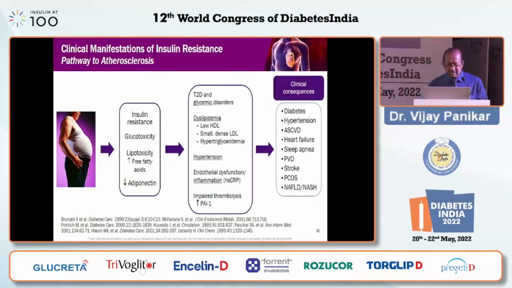So what are the clinical manifestations of insulin resistance? Insulin resistance will cause glucotoxicity, lipotoxicity, etc. Let's look at the clinical consequences. You have diabetes, hypertension, atherosclerotic cardiovascular disease, heart failure, sleep apnea, peripheral vascular disease, stroke, PCOS, NAFLD, and NASH. This is what insulin resistance causes. And unfortunately, we as doctors are not addressing insulin resistance the way we should.